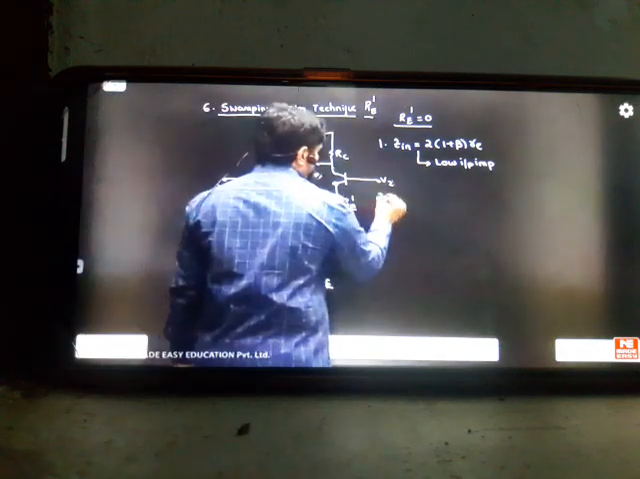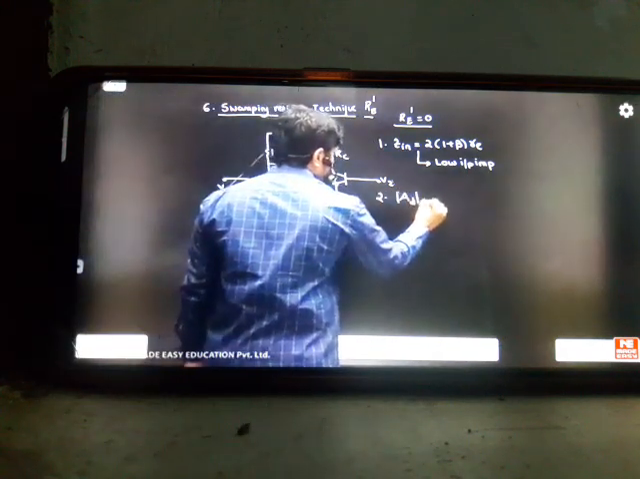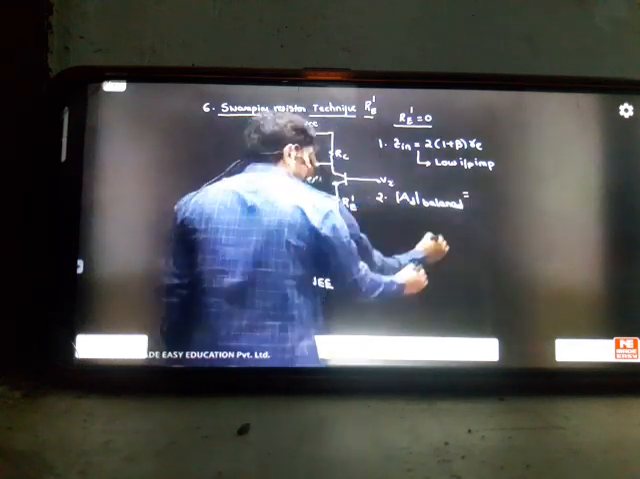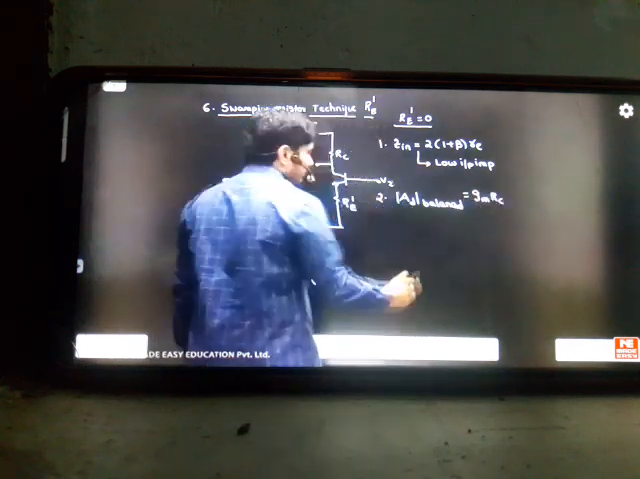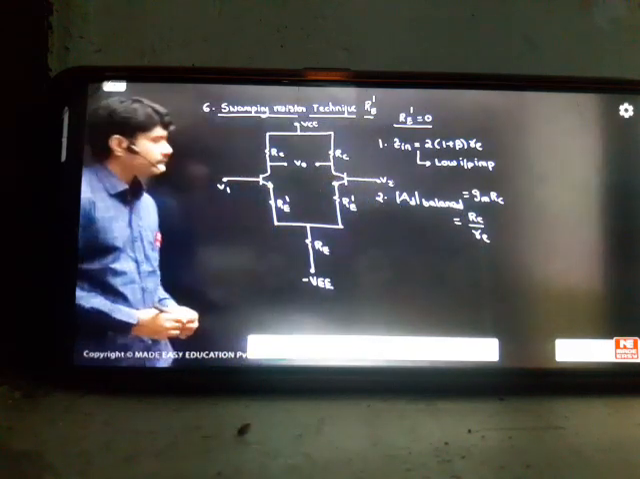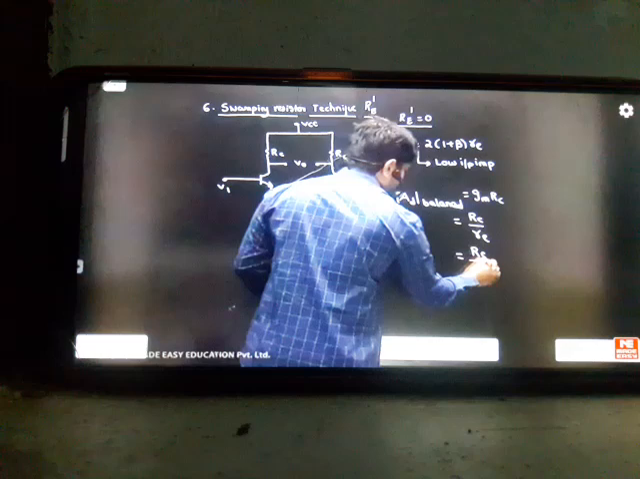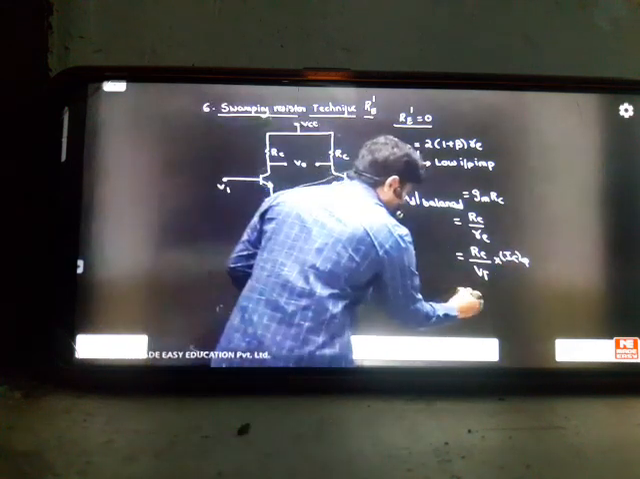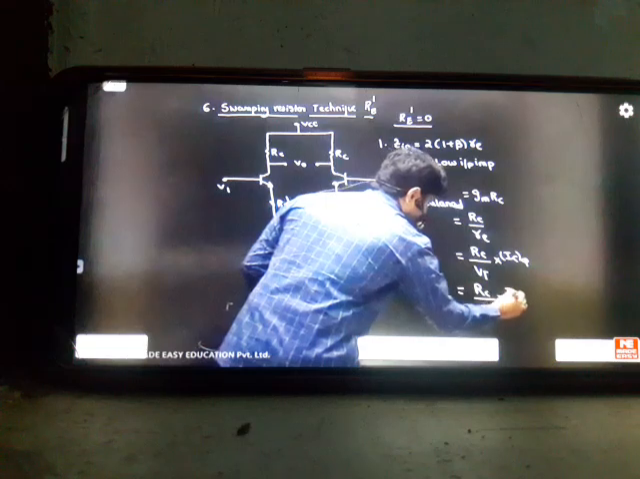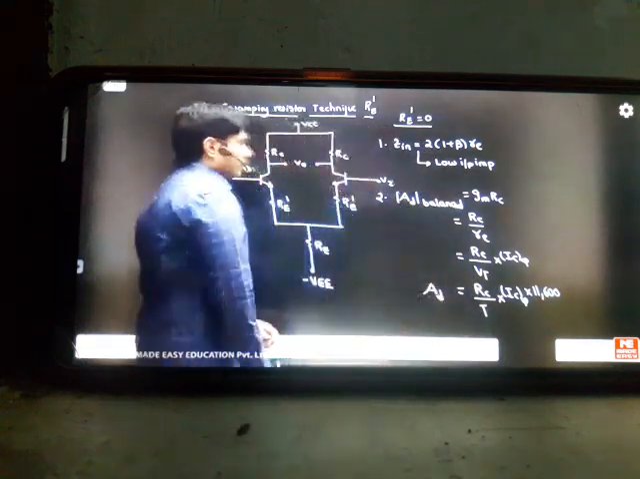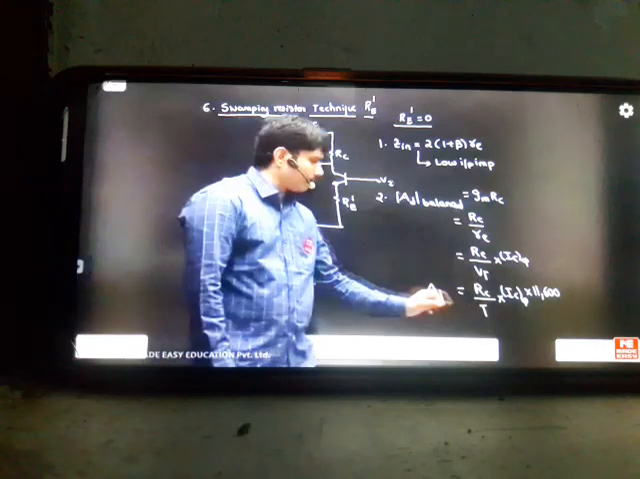And the second point: take AD balance. Your answer is gm into RC. But gm into RC can be written as RC divided by small re, since gm can also be written as 1 by re. If you see this formula correctly, it is RC by VT divided by ICQ. Written once again, it is RC by (T divided by 11,600) into ICQ. If you observe correctly, your gain AD is actually depending on temperature.